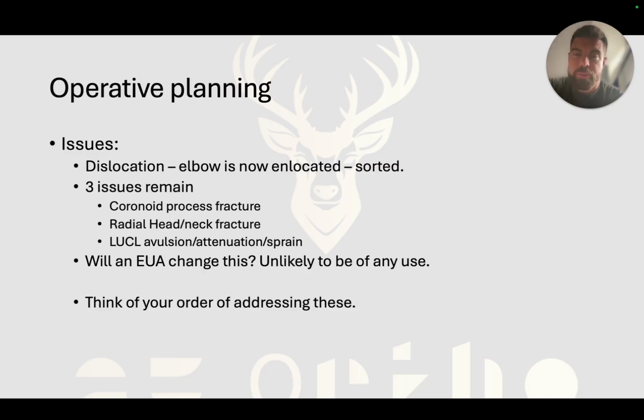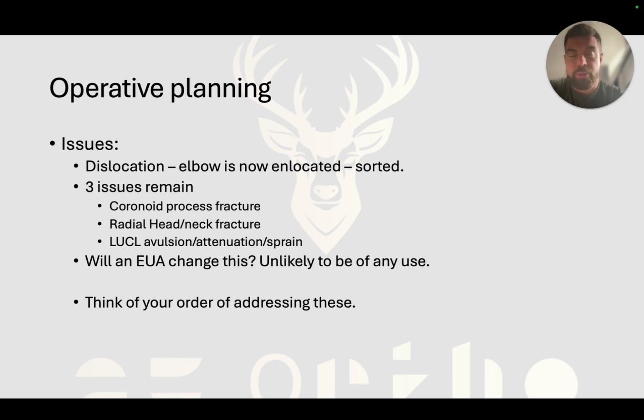Now, will an EUA change this? Generally not, because you know that by definition it has to be unstable. All you're looking for at that point is whether the MCL is gone. There's no point in doing an EUA for the lateral side because none of your lateral structures are safe, they're not intact, and your anteroposterior structures are not stable either. So therefore, doing an EUA at this point is unlikely to be of any use.